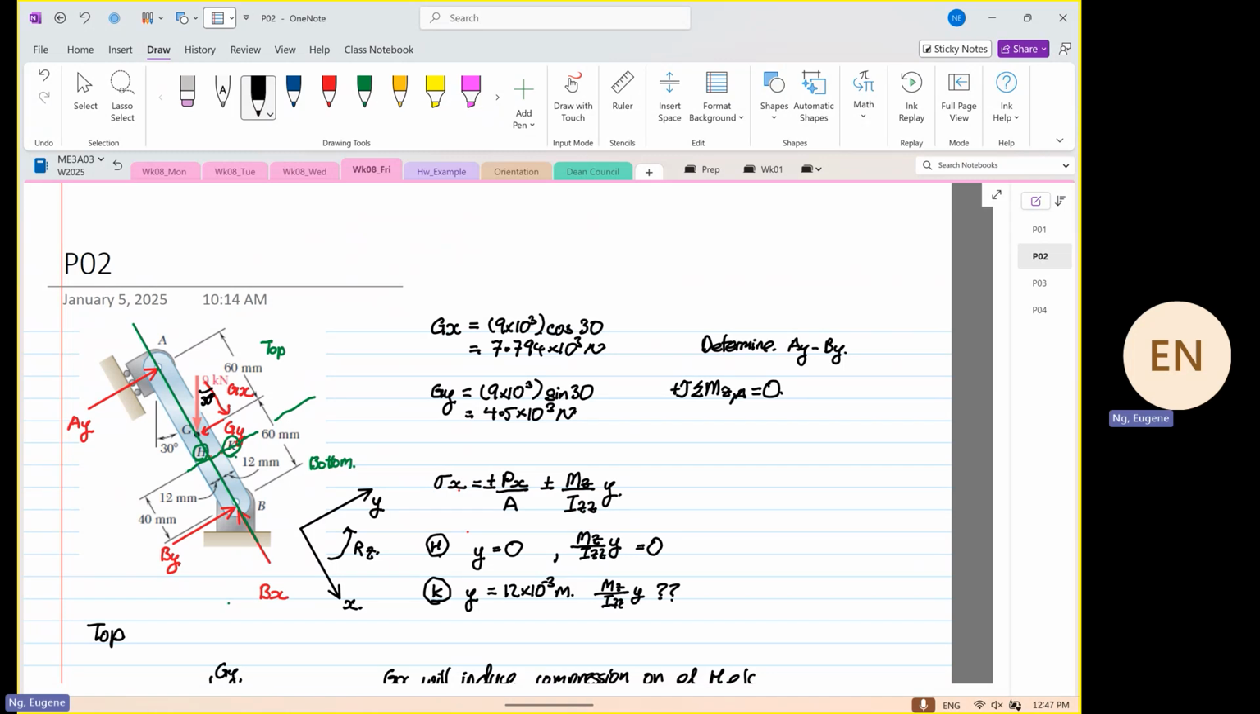Okay, so we will have Gy. Gy is inducing a clockwise direction, minus 4,500. Okay, and then we multiply by a distance of 0.6. Then we add By. By is going anti-clockwise, so this is equal to 0.12 or 0.06.